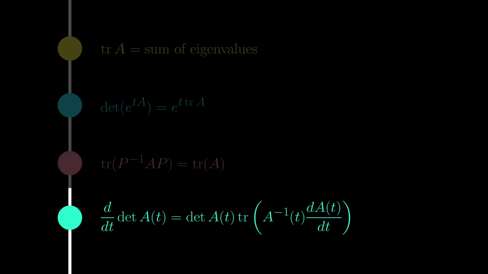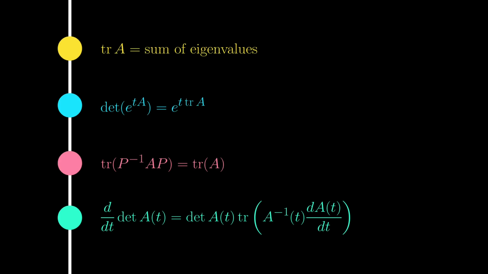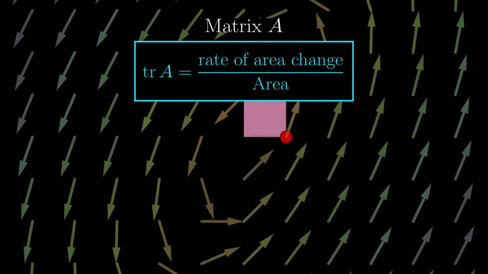We are able to derive and understand many properties of trace visually by thinking of trace as divergence, or the rate of area change per area when the area evolves along the vector field.